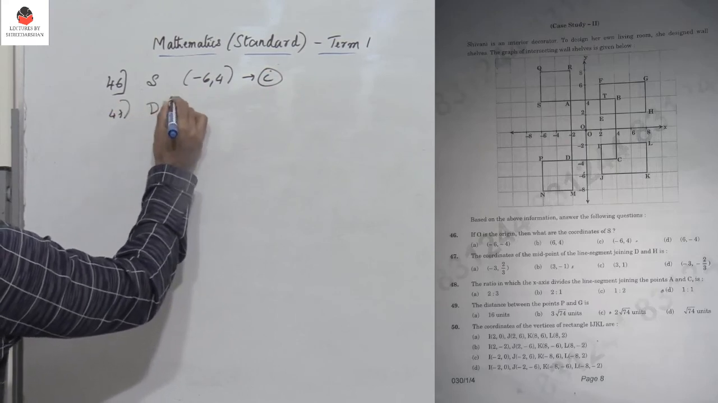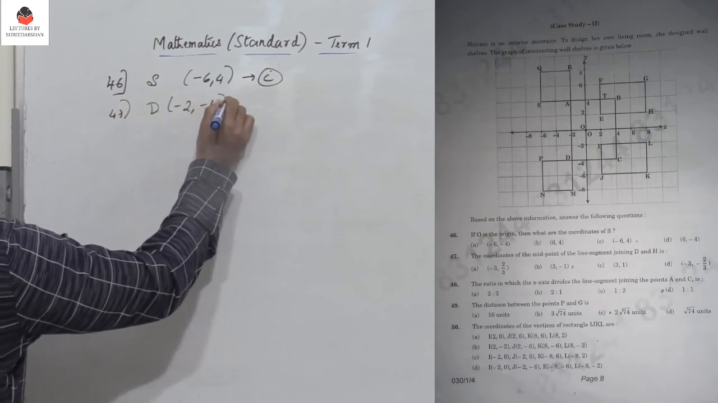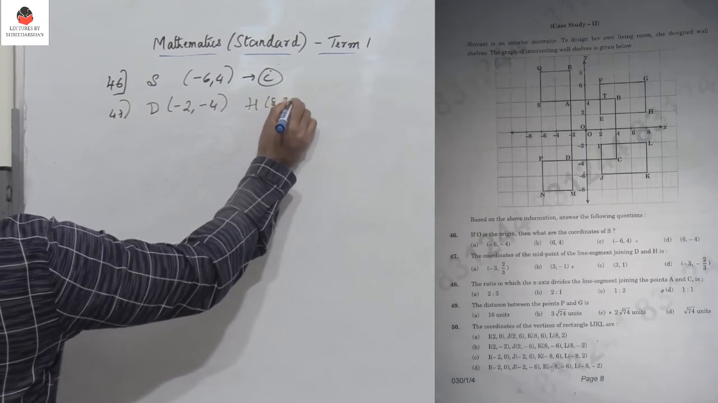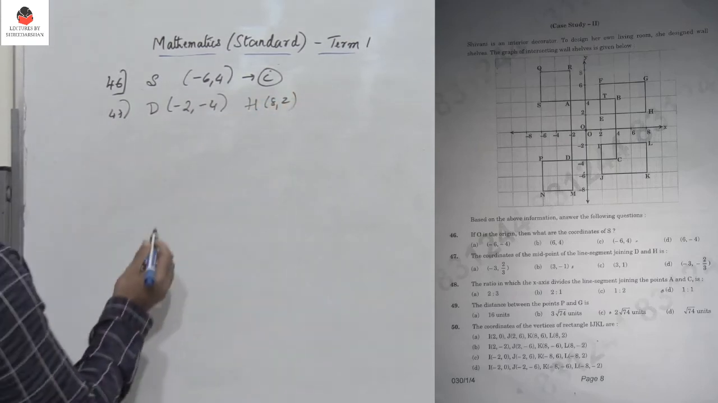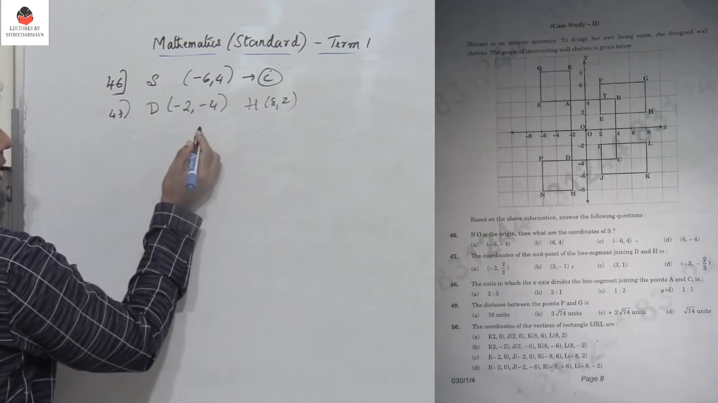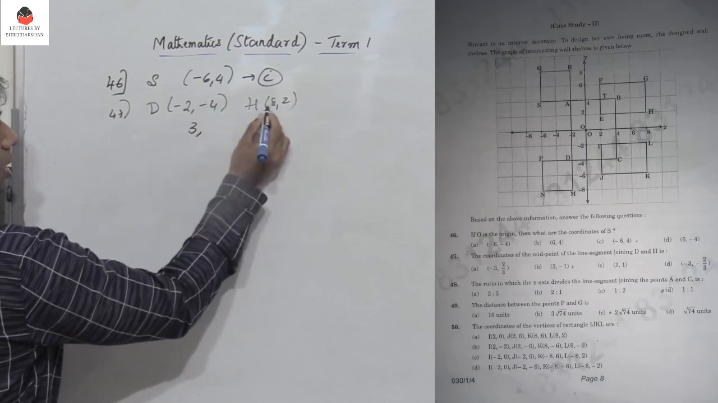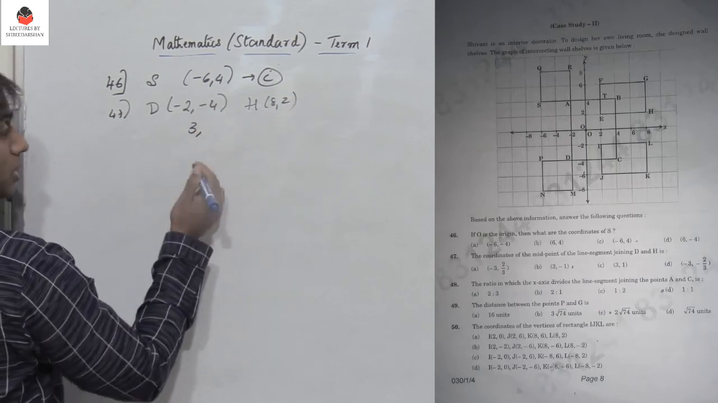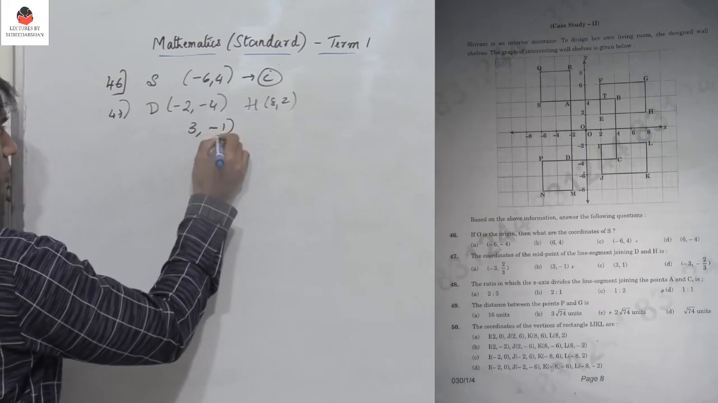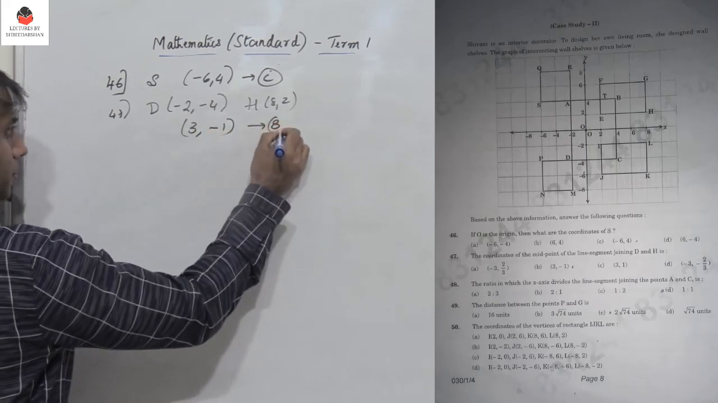47. D is -2, -4, and H is 8, 2. So I need to find the midpoint. So 8 minus 2 by 2, 6 by 2 is 3. And here -4 plus 2, which is -2 by 2, which is -1. So this is option B.